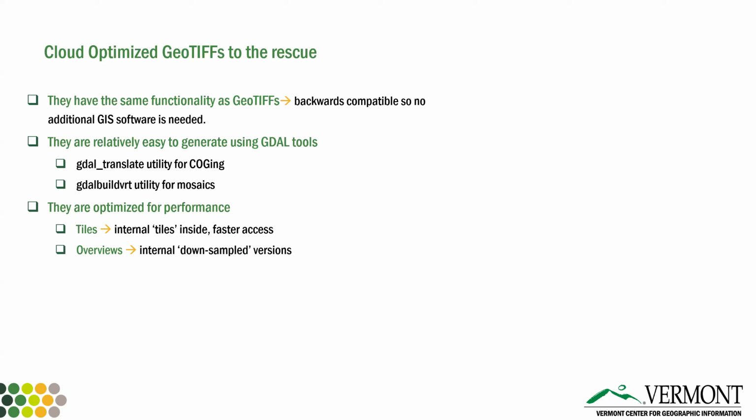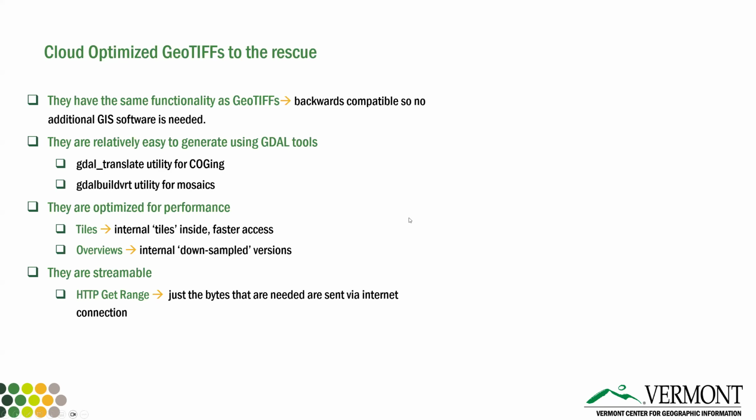What makes COGs work is that they're optimized. Optimization means that there are tiles and overviews embedded into the GeoTIFF. And this results in faster access to the data. Depending on what level of zoom you're viewing the information at, it'll render because it has downsampled overviews, and that's what makes it snappy and responsive as you zoom and pan.